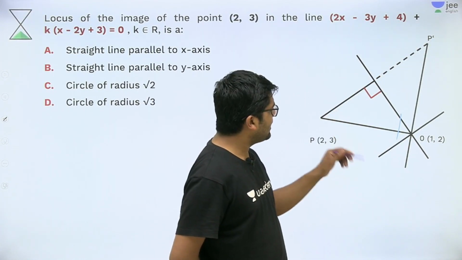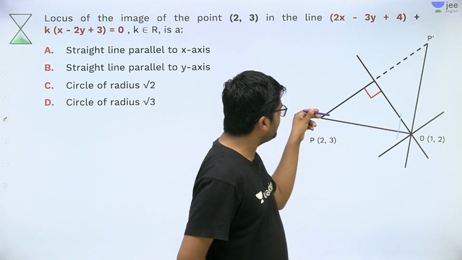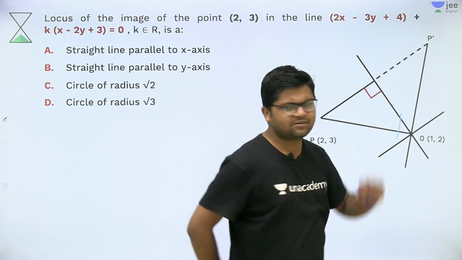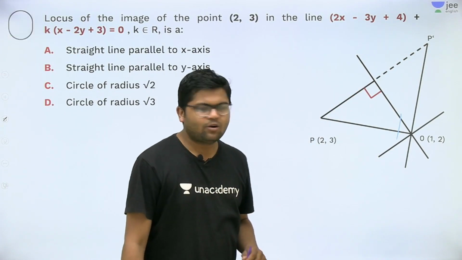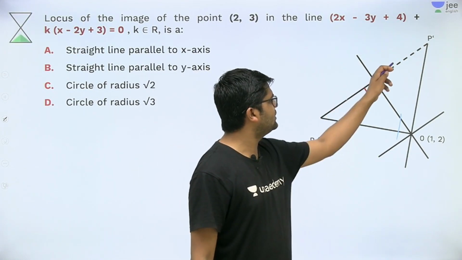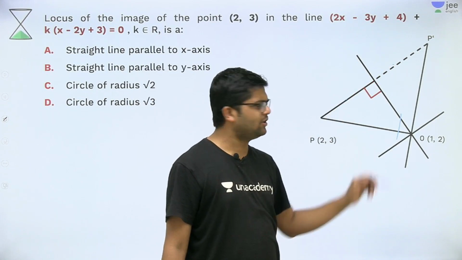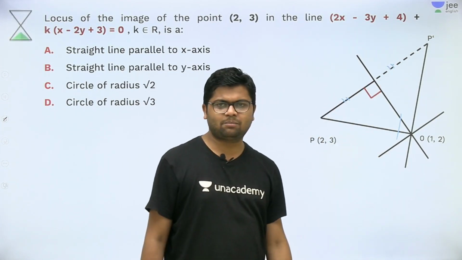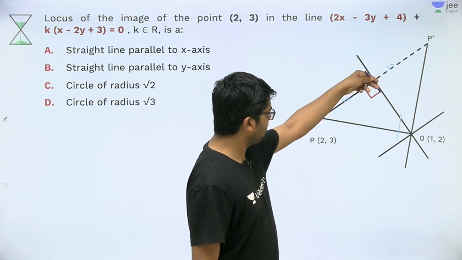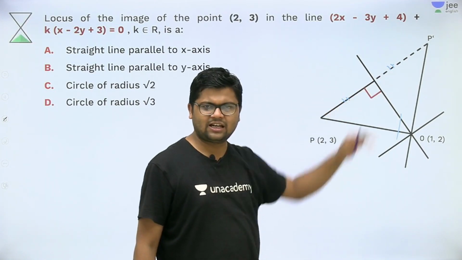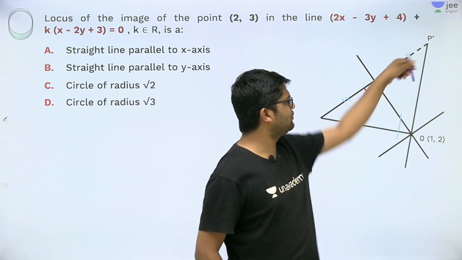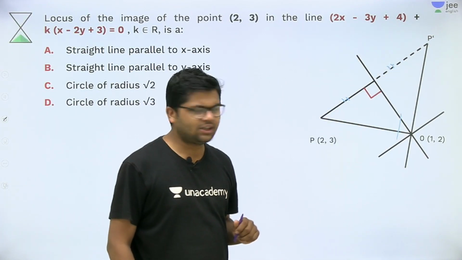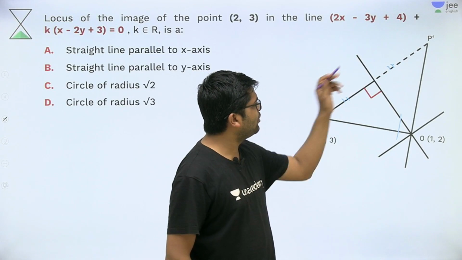Can you think that OP will be equal to OP dash? OP will be equal to OP dash, because P is the image of P dash. Therefore they will have equal perpendicular distance from the line, and these two lines are equal. Therefore the hypotenuse will become equal. Got it? So OP will be equal to OP dash.